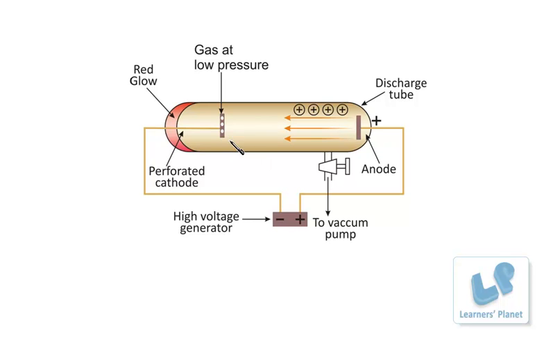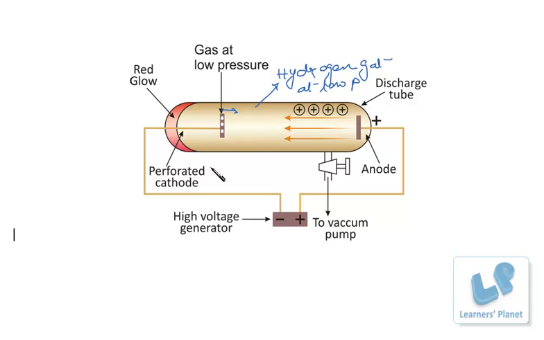What he did was, he simply took a perforated cathode. This is not the gas at low pressure; the gas at low pressure is here. And this is the perforated cathode. This perforated cathode is connected to the negative terminal of the high voltage generator, and the anode, which is taken at one end, was connected to the positive terminal. And in this, which gas was taken? He took the hydrogen gas at low pressure.